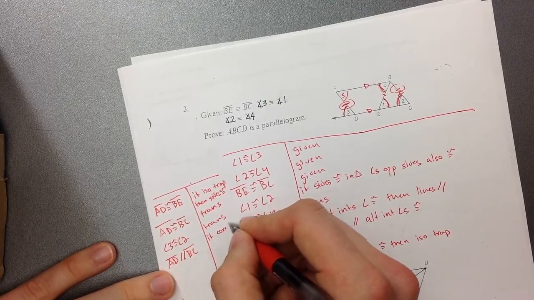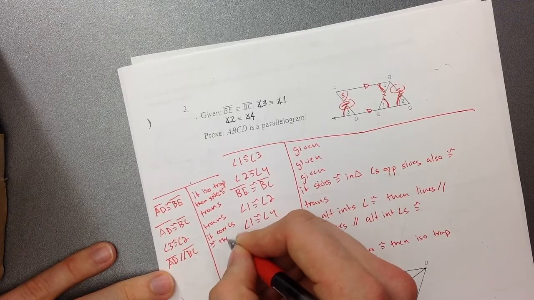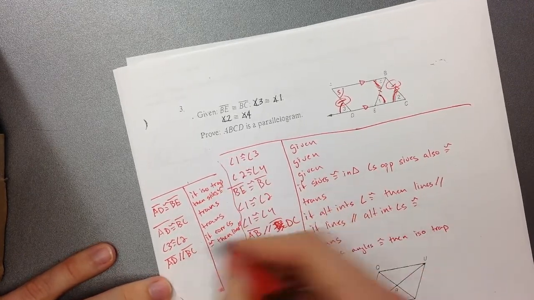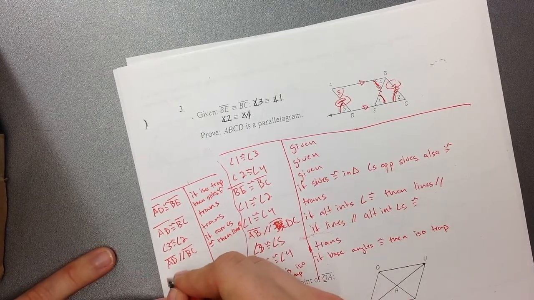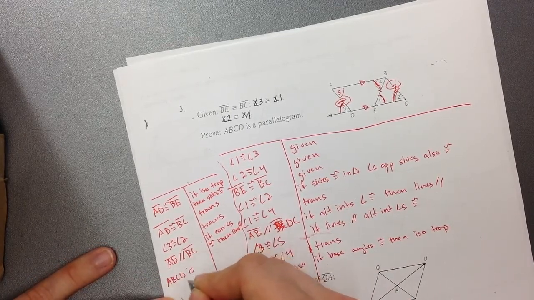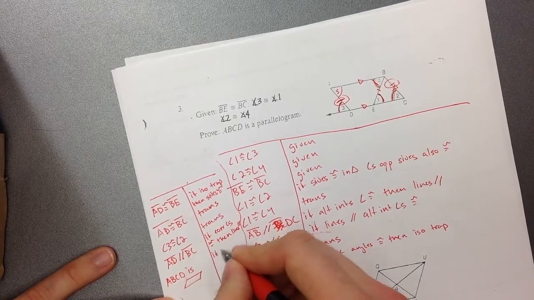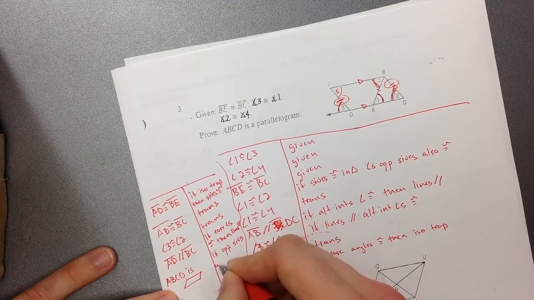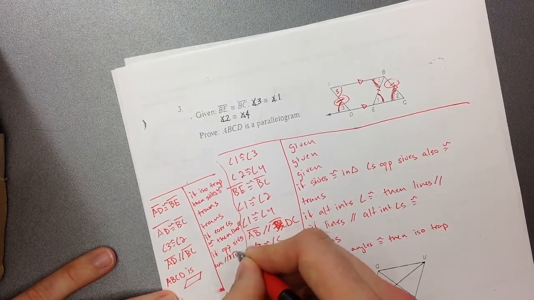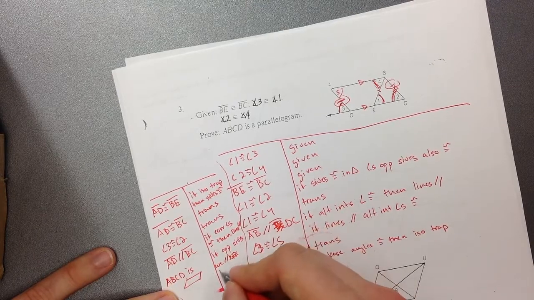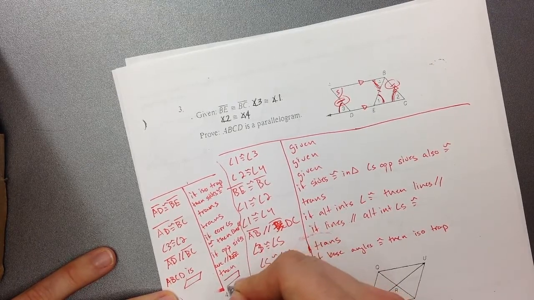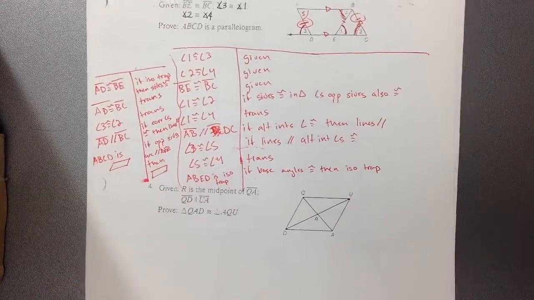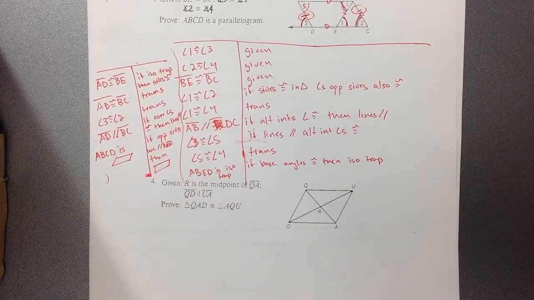If corresponding angles congruent, then lines are parallel. There we go. And my last one, ABCD is a parallelogram, if opposite sides are parallel and congruent. And that was long and involved. There's probably a shorter way. I could not think of it. All right, next proof. We'll start it on the next video.